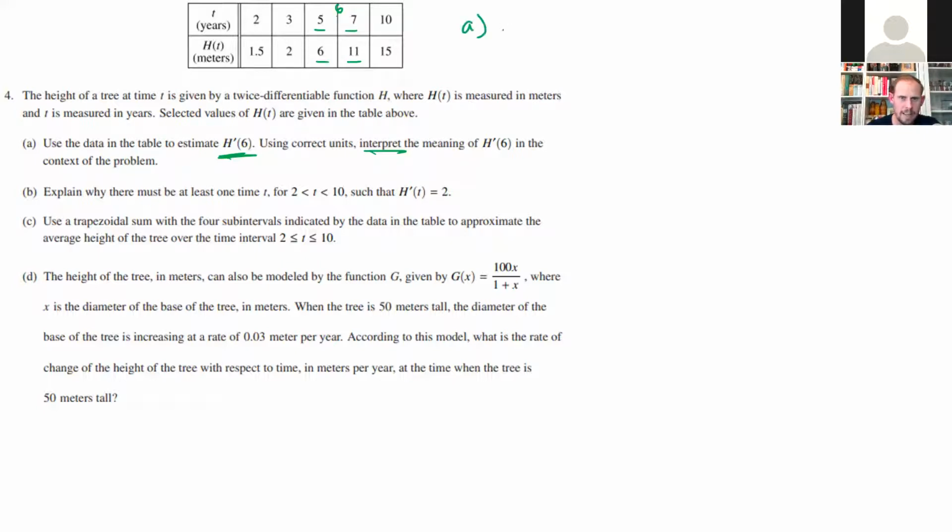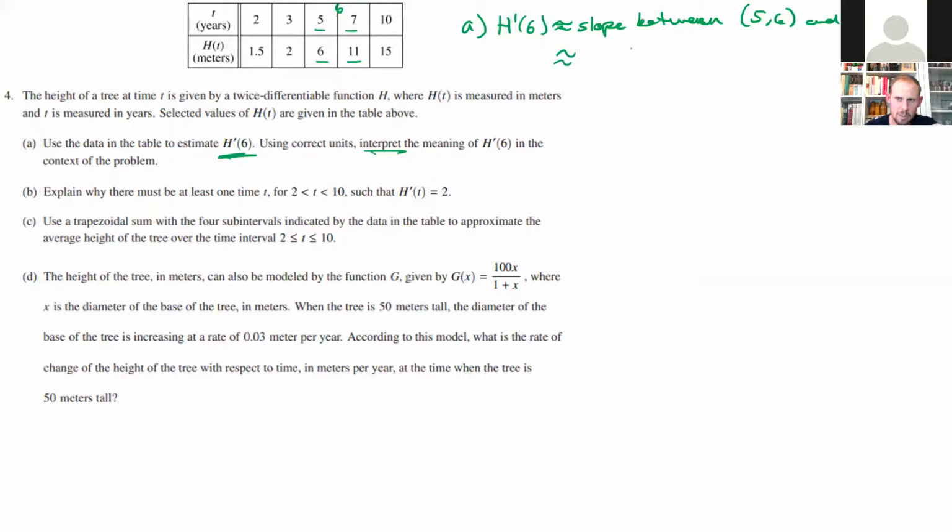So for part A, h prime of 6 is equal to the slope between, and you wouldn't necessarily have to write this out, but the first point would be 5, 6, and the second point would be 7, 11. And I probably shouldn't say equal. I should say approximated by, roughly equal to the slope between those two. That's what we're going to use to approximate it.